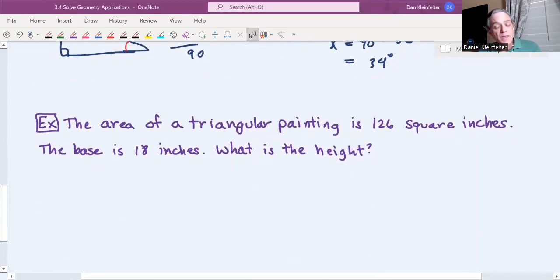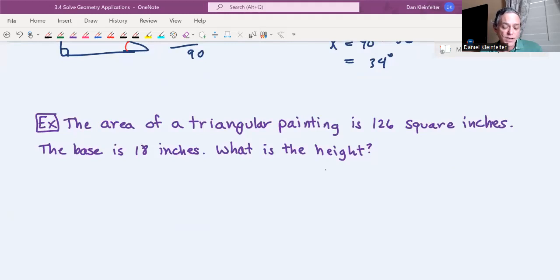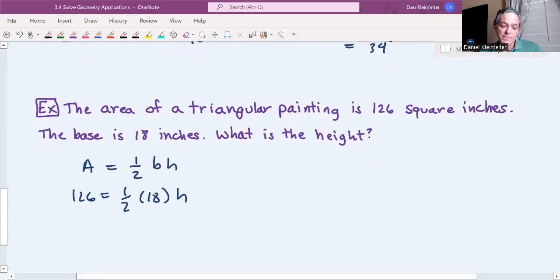Okay, the next problem is about area. Here it says the area of a triangular painting is 126 square inches. The base is 18 inches. From this, we want to find the height. So first of all, the formula for area is 1/2 the product of the base times the height. The area we're told is 126 square inches. The base we're told is 18 inches, and from there we want to know the height.